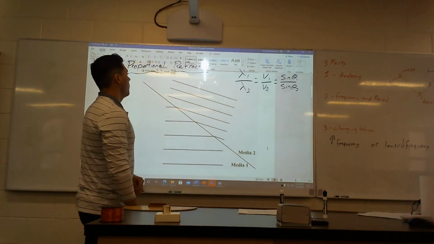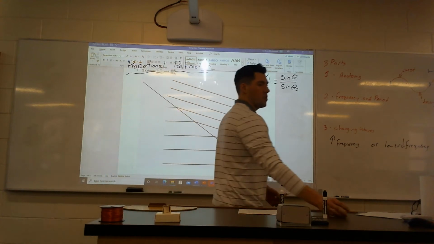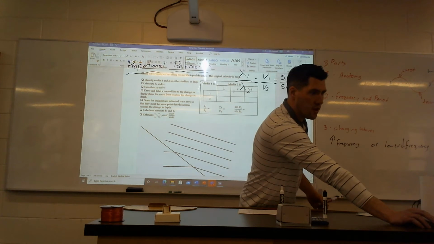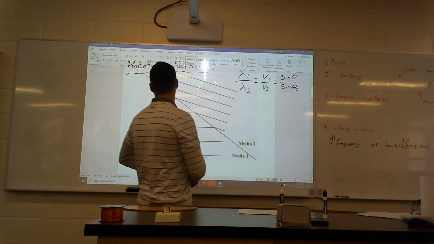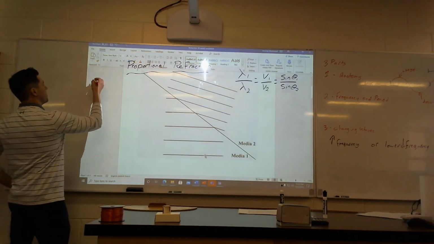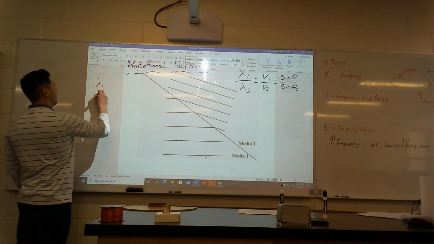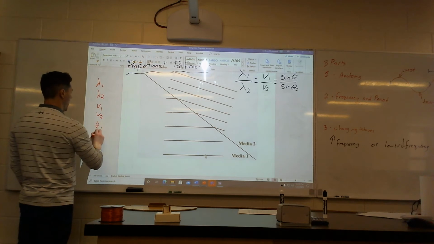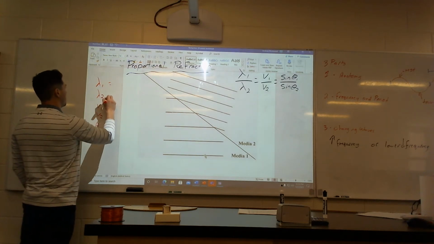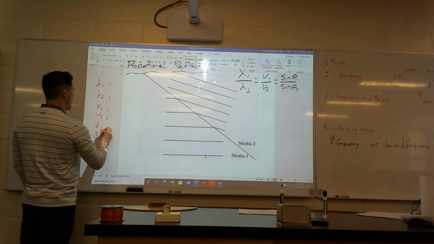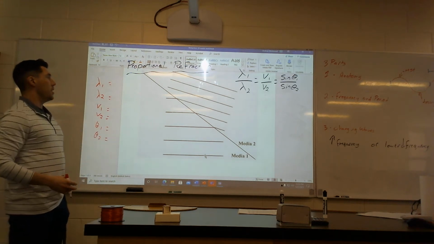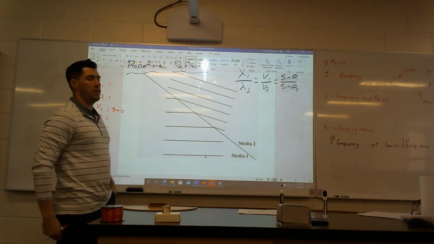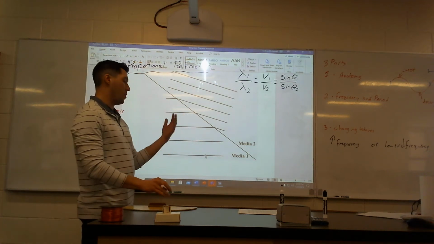So, first off, it gave me the velocity somewhere at the top. The original velocity is 3. So on here I'm going to write down the things that I need: wavelength 1, wavelength 2, velocity 1, velocity 2, angle 1, angle 2. I need all these 6 things. Now 4 of them you can actually just find. It gave me velocity 1, so velocity 1 is 3 meters per second. How do I find the others? How do I find wavelength? How do I find angle?